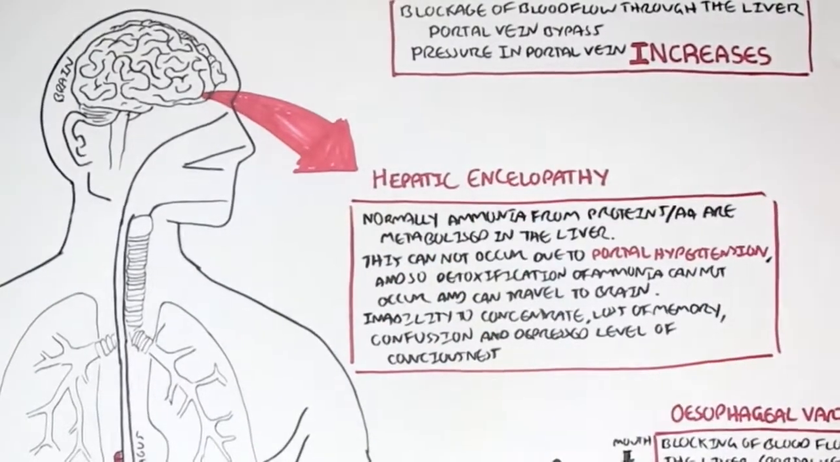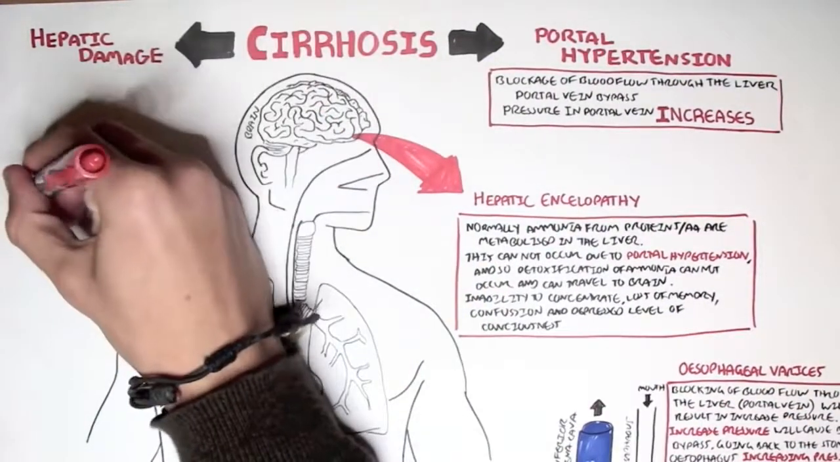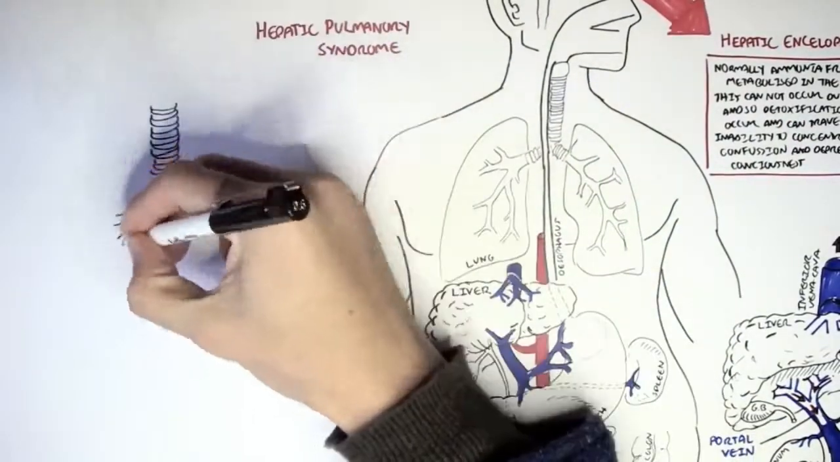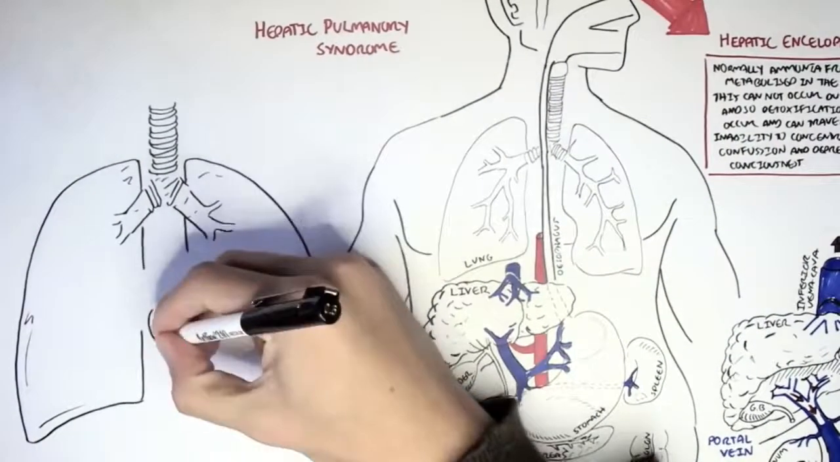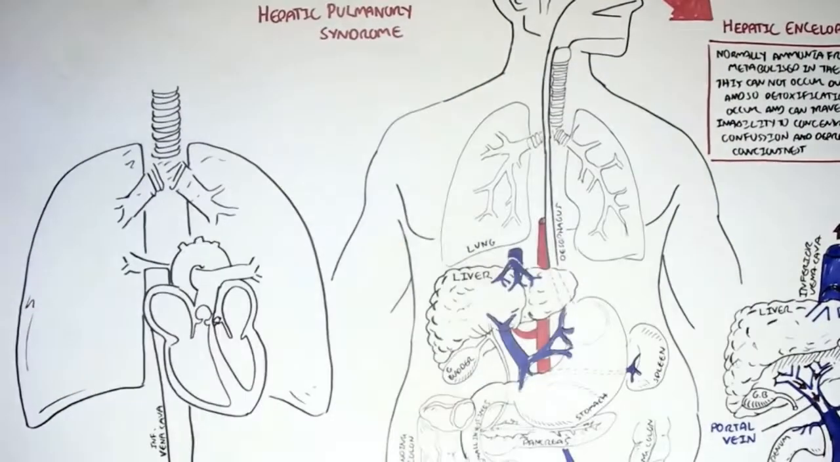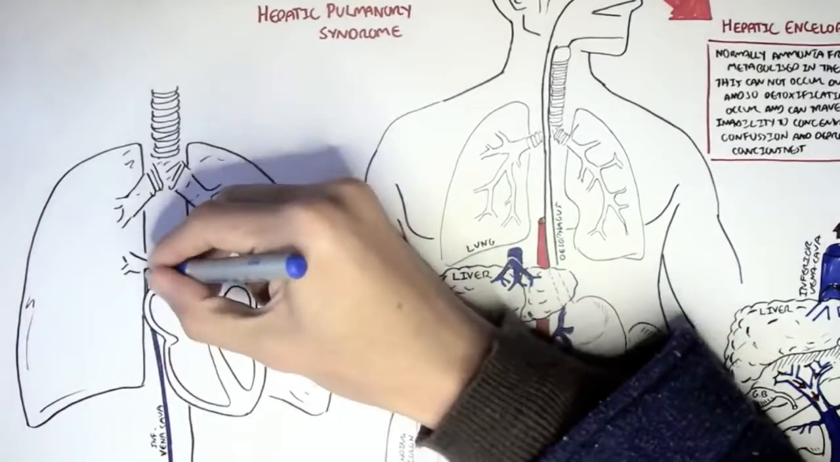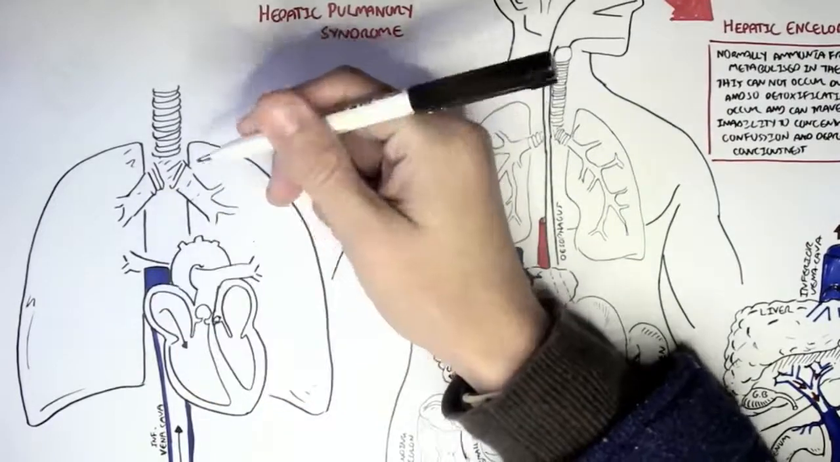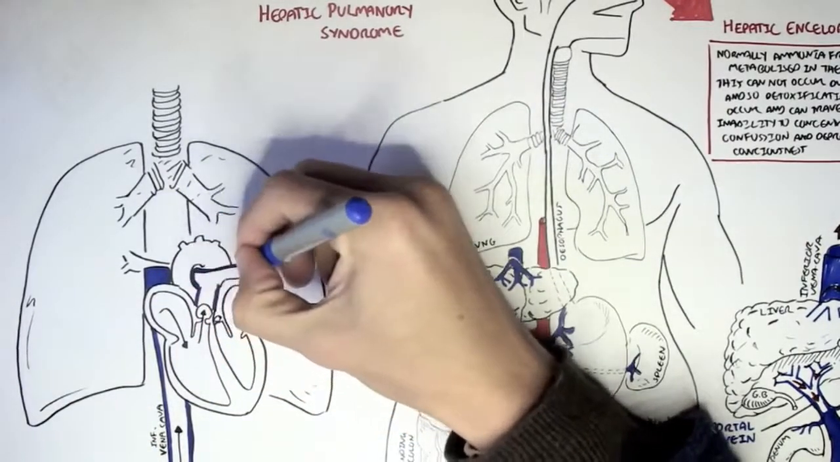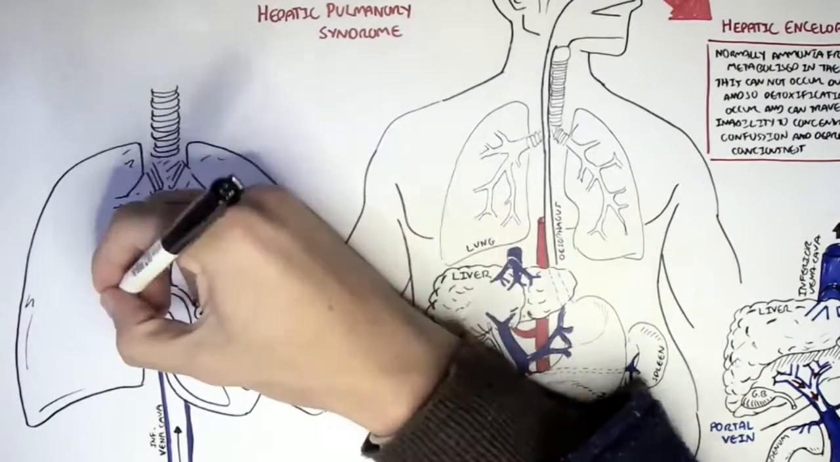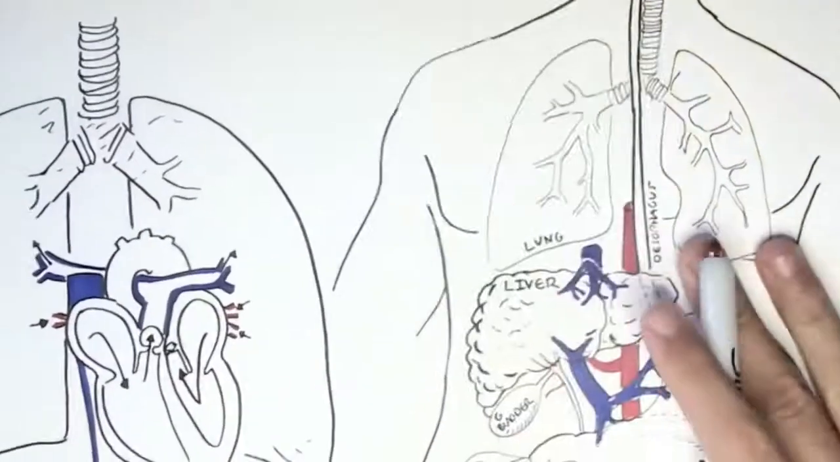Another complication which is related to liver damage as well as portal hypertension is hepatic pulmonary syndrome. Hepatic pulmonary syndrome is seen in about 1/3 of cases of cirrhosis. To understand what happens in this syndrome, we have to just recap about our circulatory system. So remember, we have here the lungs and the heart. The blood from the inferior vena cava and superior vena cava enters the heart, enters the right atrium, and then exits out to be reoxygenated in the lungs. The reoxygenated blood will then come back to the heart through the left atrium and then be pumped out of the heart to the rest of the body.